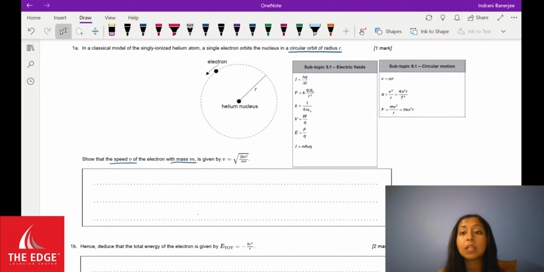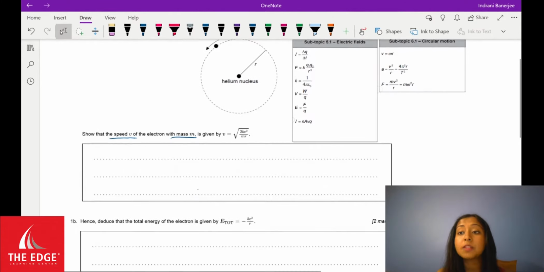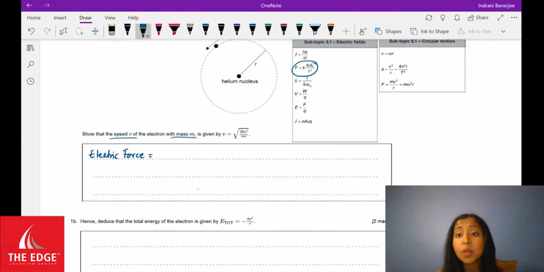So in this case, we can equate the electric force with the centripetal force. Both of these equations are given to us in unit 5.1 and 6.1. So for the electric force, it's K Q1 Q2 over R squared. Q1 in this case can be the charge of an electron, so that's just E. Q2 will be the charge of the helium nucleus, which has 2 protons, so it'll have a magnitude of 2E. In this case, we're just equating the magnitudes, so we don't really have to worry about the signs. So we get K times E times 2E over R squared.